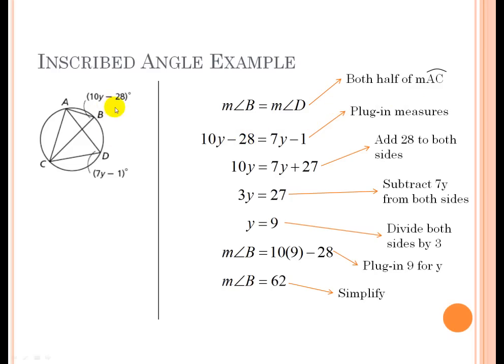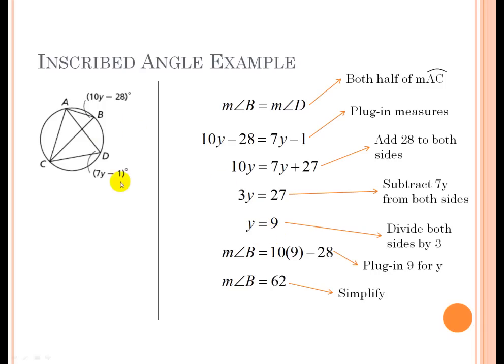So 10y minus 28 equals 7y minus 1. And then just plug in the measures. B was 10y minus 28. D was 7y minus 1. Then do some algebra. I'm going to add 28 to both sides. So I get 10y equals 7y plus 27. I'm going to subtract my 7y from both sides to get 3y equals 27, and then divide both sides by 3. Get y is 9.